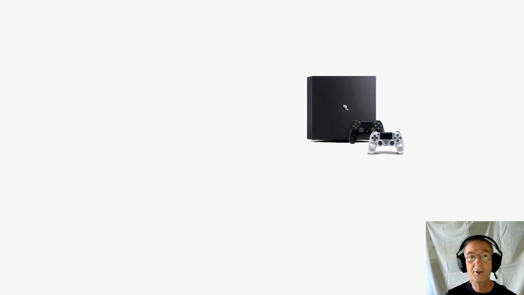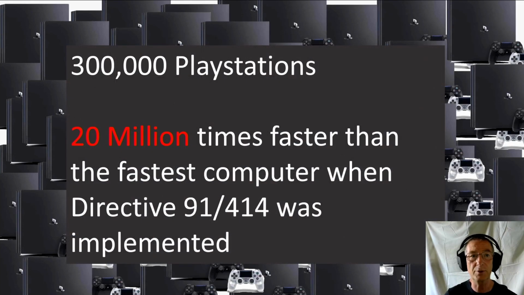Now, recently in Europe, there was a computing facility launched called LUMI. So LUMI is a high-performance computing facility. LUMI has a power of 550 petaflops, so this is how fast it is. Now, that means absolutely nothing to almost everybody. So in terms of Sony PlayStations, when you turn LUMI on, it's equivalent to turning on 300,000 Sony PlayStations at once. It's 20 million times more powerful than the Cray C90, which was the fastest computer when Directive 91/414 was first implemented.